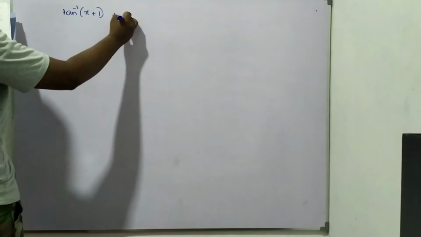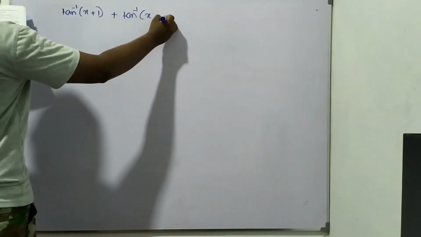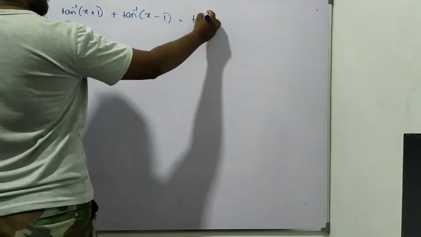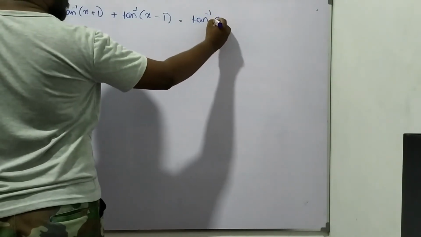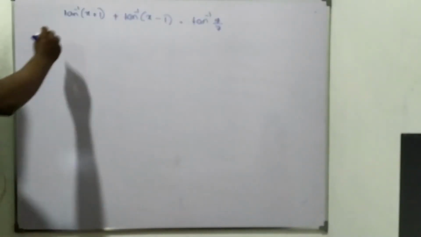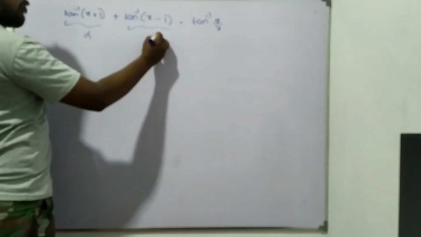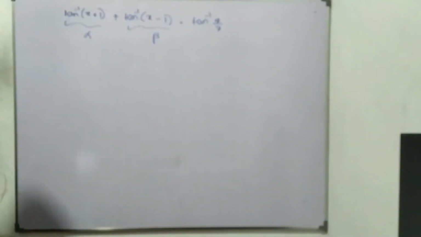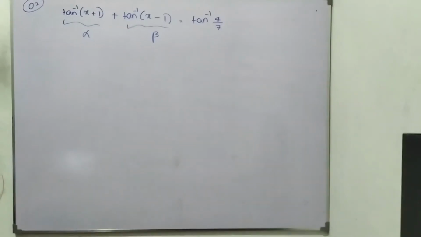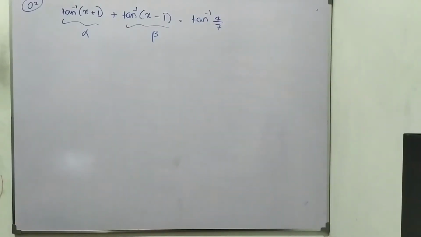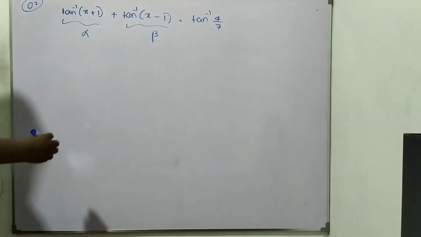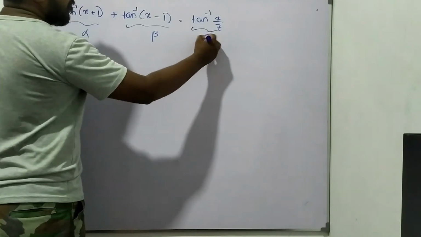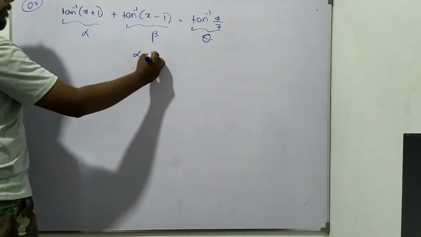Okay, the second example: tan inverse (x plus 1) plus tan inverse (x minus 1) equals tan inverse 4 over 7. So again you can start from alpha and beta. So alpha plus beta equals tan inverse 4 over 7. So alpha plus beta equals theta.